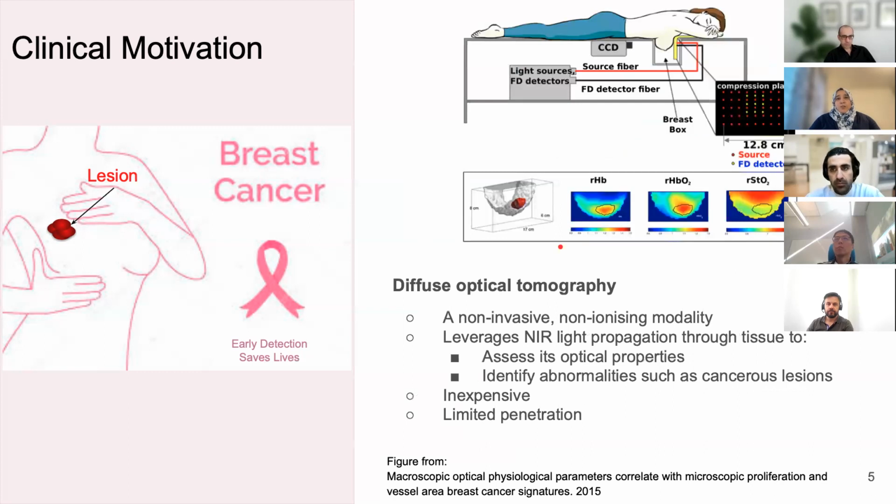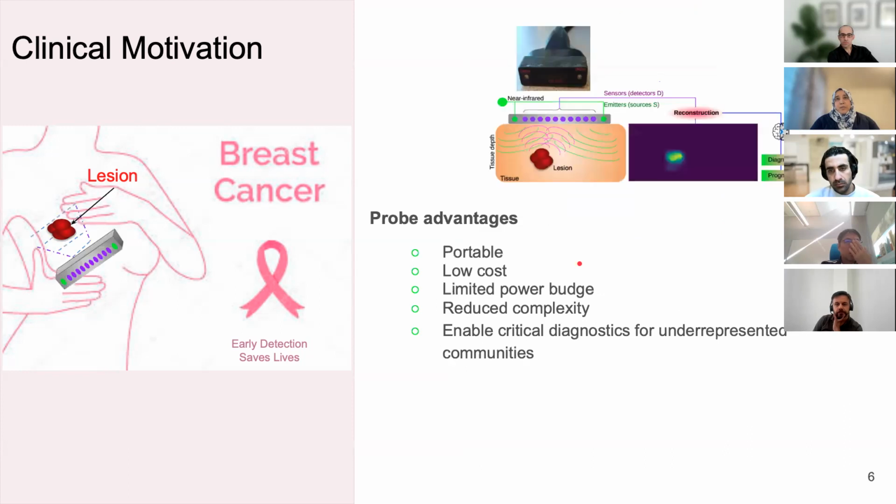Diffuse optical tomography, a non-invasive and non-ionizing imaging modality, leverages near-infrared light propagation through tissue to assess its optical properties and identify abnormalities such as cancerous lesions. Like we see here, there are different optical properties. This new imaging modality is emerging as an alternative to X-ray mammography, and it's seeing increasing interest.